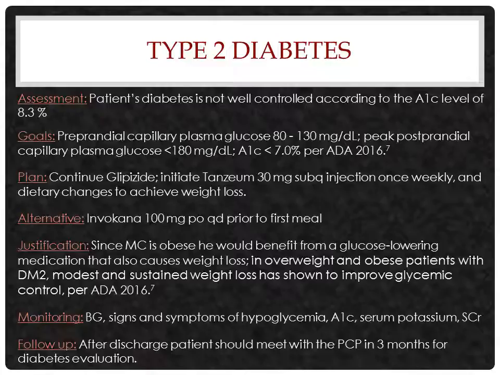The reason why we went with this plan is because MC is an obese patient, and he would benefit from a glucose-lowering medication that not only treats his diabetes, but also gives him weight loss. And it has been shown that a continuous and healthy weight loss also improves glycemic control per ADA 2016 guidelines. With this regimen, we want to monitor blood glucose, signs and symptoms of hypoglycemia, the A1C level, and then serum potassium and serum creatinine. We will follow up with the patient after discharge and also in 3 months after that in order to evaluate the A1C levels.